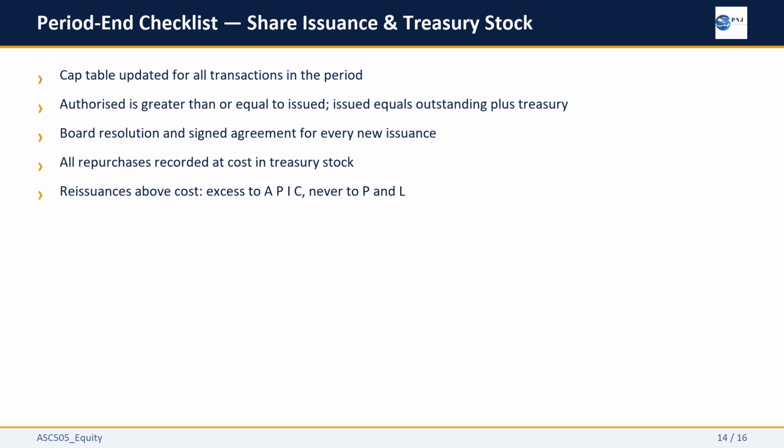The period-end checklist starts with share issuance and treasury stock. Confirm your cap table, Carta or equivalent, is updated for every transaction in the period. Verify the share count relationship. Authorized must be greater than or equal to issued, and issued must equal outstanding plus treasury shares. Every new share issuance needs a board resolution and a signed agreement in the file. All repurchases are recorded at cost in the treasury stock account. When treasury shares are reissued above cost, the excess is credited to APIC, never to P&L. Reissuances below cost come from APIC first, then retained earnings.